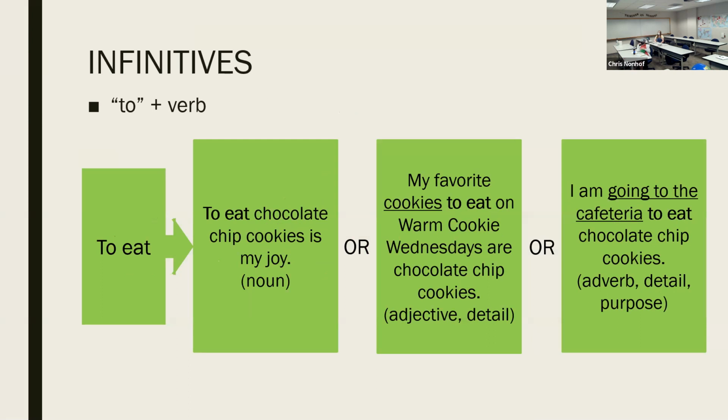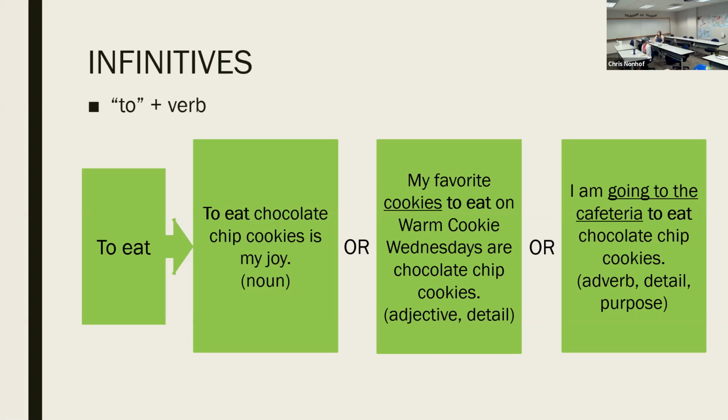So let's say to eat, and we can form a sentence: to eat chocolate chip cookies is my joy. So to eat chocolate chip cookies, this is a noun, an activity. Or it can also function as an adjective. My favorite cookies to eat on Warm Cookie Wednesdays are chocolate chip cookies. So what kind of cookies? My favorite cookies to eat. It can be to bake, or to share with people, but in this circumstance it is to eat.